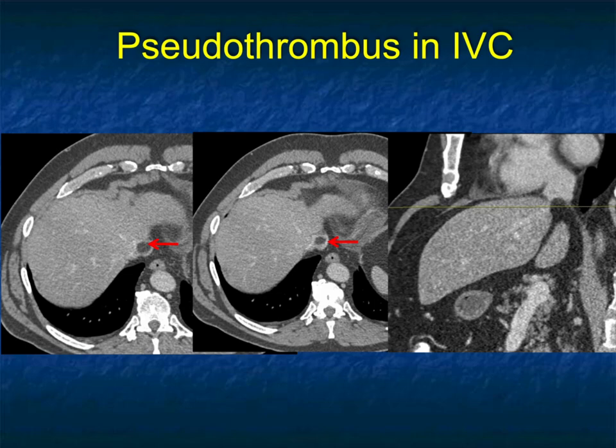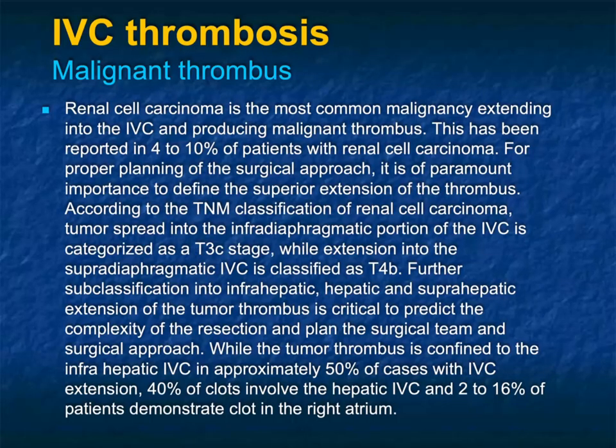Once you've been fooled, and all of us at some point were fooled, it looks like an IVC sarcoma. Maybe it's a liposarcoma in the IVC, though the IVC is not distended. And then when you look at all the images, particularly at coronals or sagittals, you'll realize exactly what you're dealing with. Now, in terms of IVC thrombosis, malignant thrombus, with renal cell being the most common malignancy extending into the IVC, it's been reported in up to 10% of patients with renal cell carcinoma.